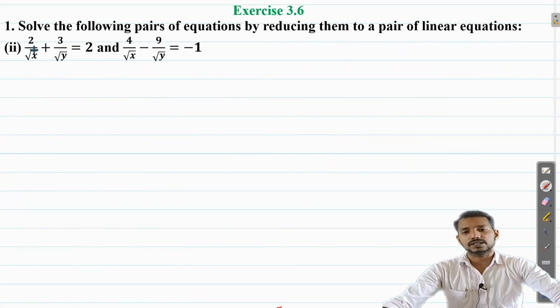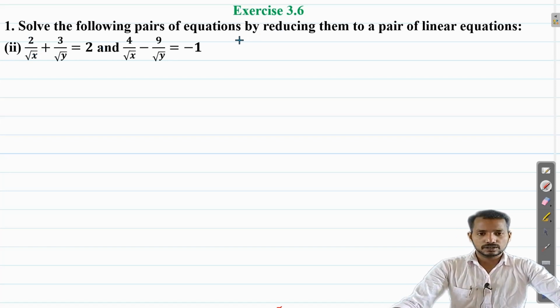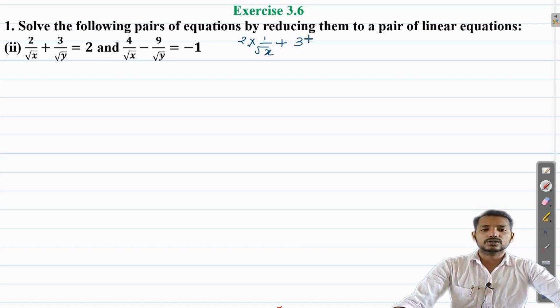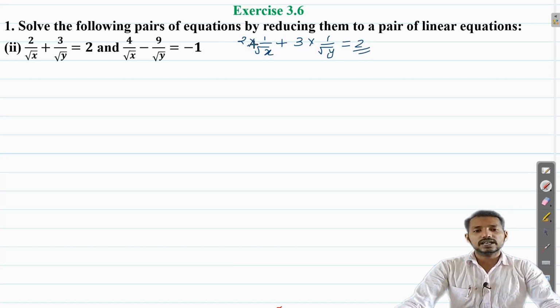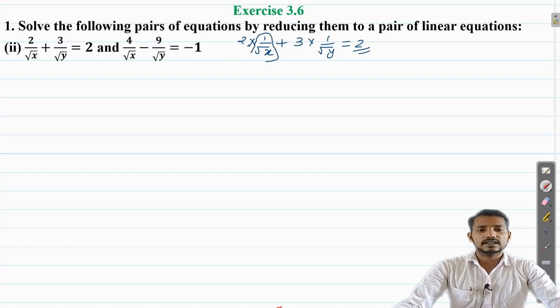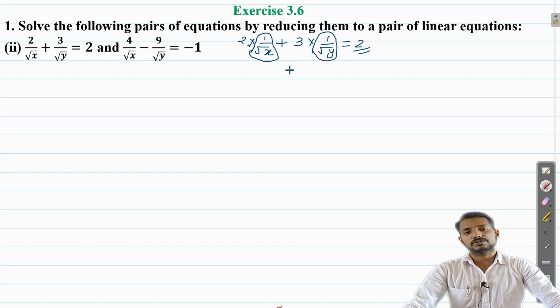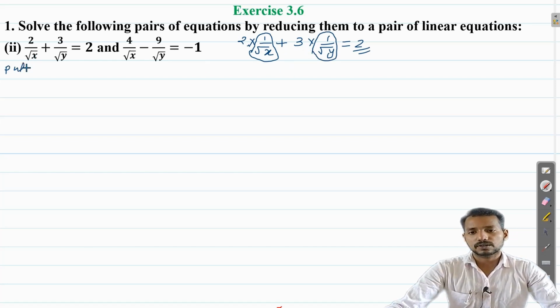So in step 1, what we need to do? Here 2 divided by root x is actually 2 into 1 by root x, plus 3 divided by root y is 3 into 1 by root y, which is equal to 2. So surely you need to go for substituting 1 by root x as p and 1 by root y as q. Clear. So put 1 by root x is equal to p and 1 by root y is equal to q.